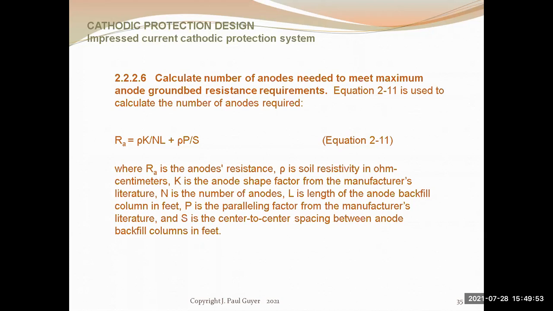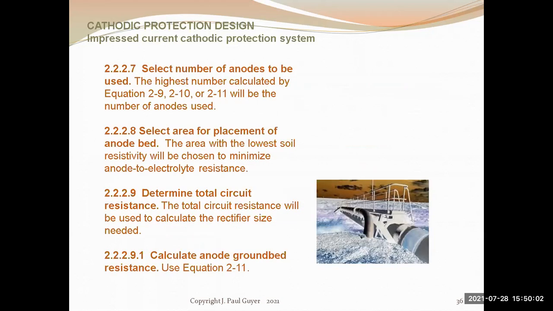I'm having to kind of speed things up here because we're getting close to the end of our time. You select the number of anodes to be used using the highest number calculated by equation 2.9, 2.10, 2.11.